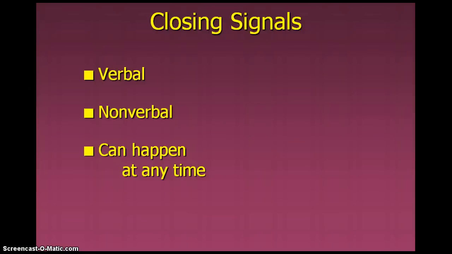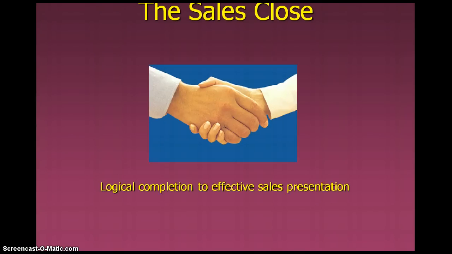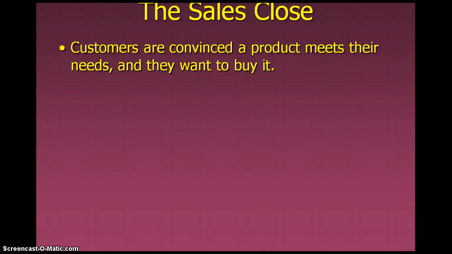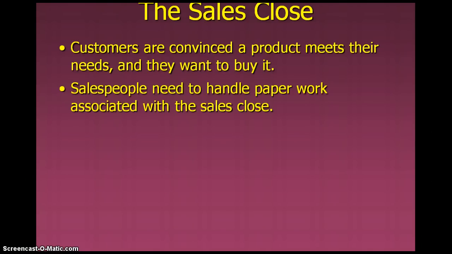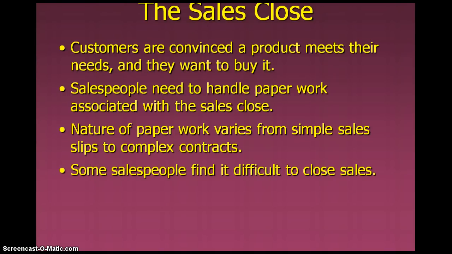So the order of the steps may not go 1 through 5. It may go phase 1 right to the closing phase, phase 4. They might know what they want. They come in, they buy. Lastly, paperwork will need to be handled by you as the salesperson on this part. Maybe some contracts.